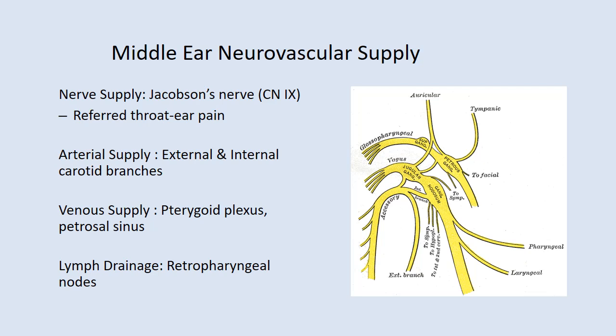Arterial supply is rich, from branches of both the external and internal carotid arteries. Venous drainage is to the pterygoid plexus or the superior petrosal sinus, and lymph from the Eustachian tube drains to the retropharyngeal lymph nodes.